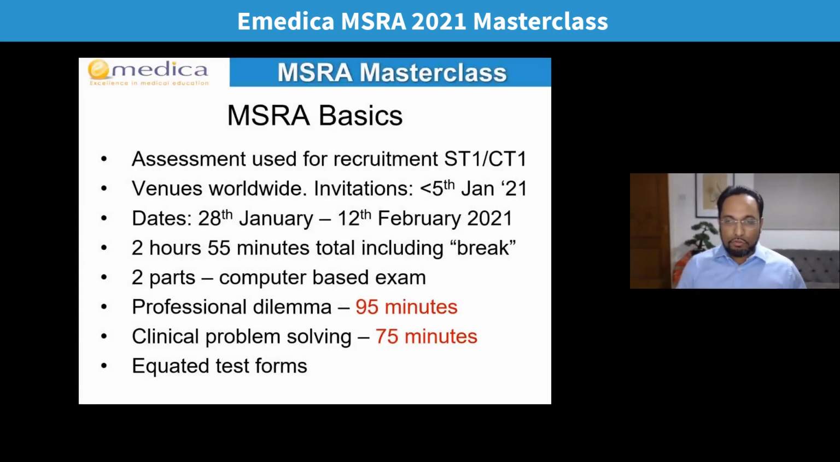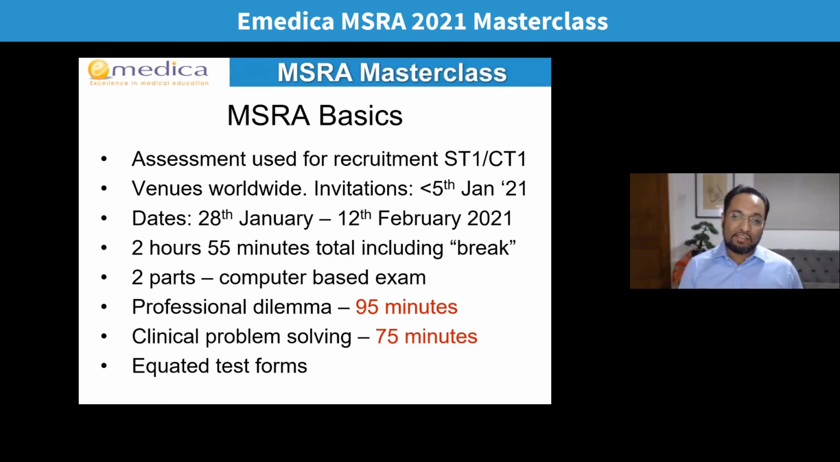If we start with the basics, the MSRA, the Multi Specialty Recruitment Assessment, is an assessment used for recruitment to ST1 or CT1 level posts by lots of different specialties. There are venues worldwide. After you submit your application, you'll get an invitation by the 5th of January to log in and book through Pearson VUE to a test center. Most of you will do it at Pearson VUE. If you're shielding or there are local restrictions and you can't get to a center, you can apply to sit it at home, but only if, because of COVID restrictions, you cannot go to Pearson VUE.